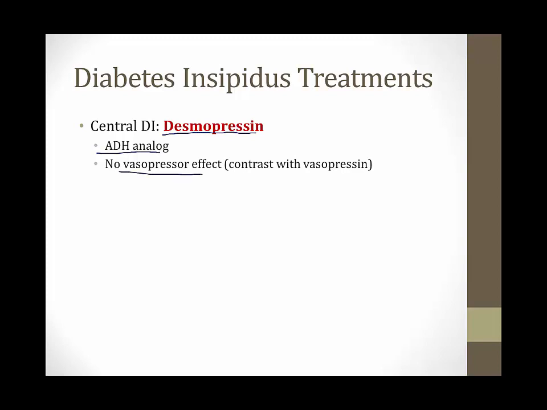It has no vasopressor effect like vasopressin, so it won't raise the blood pressure. The problem with vasopressin is although it replaces the lost ADH in diabetes insipidus, it's also a vasopressor. That's how it gets its name. So it will constrict the blood vessels and raise the blood pressure. That won't occur with desmopressin, and that's why it's a nice treatment for diabetes insipidus.